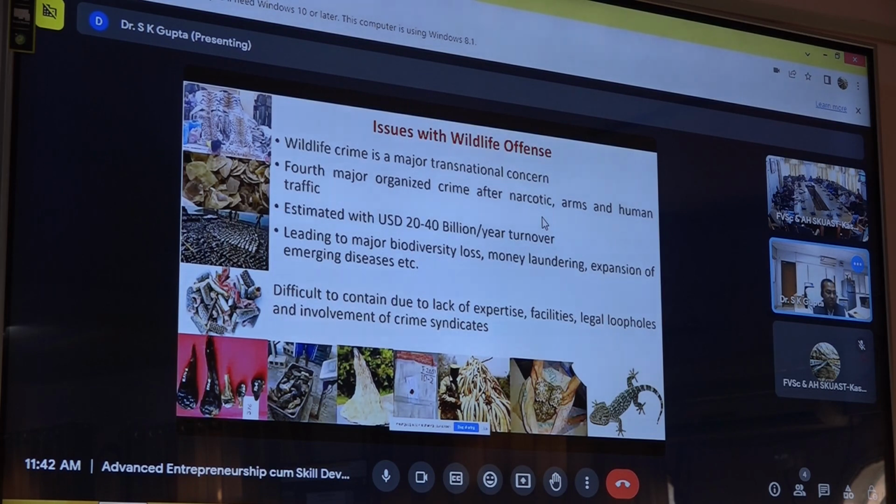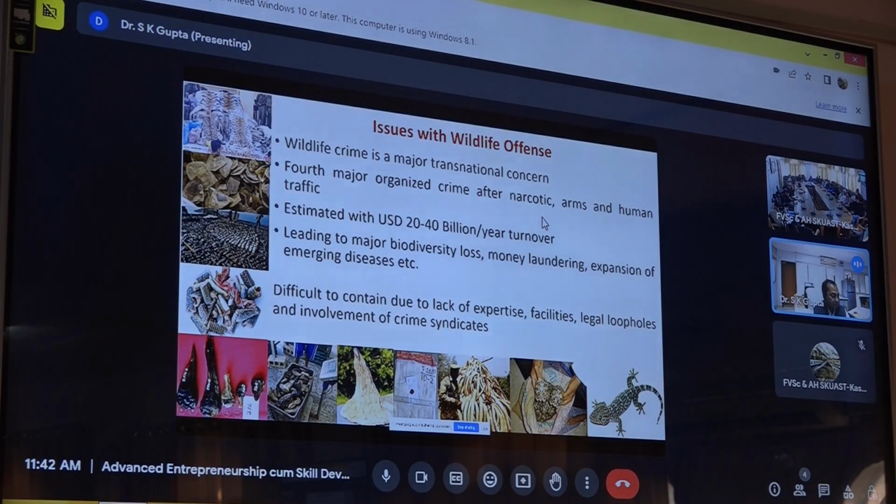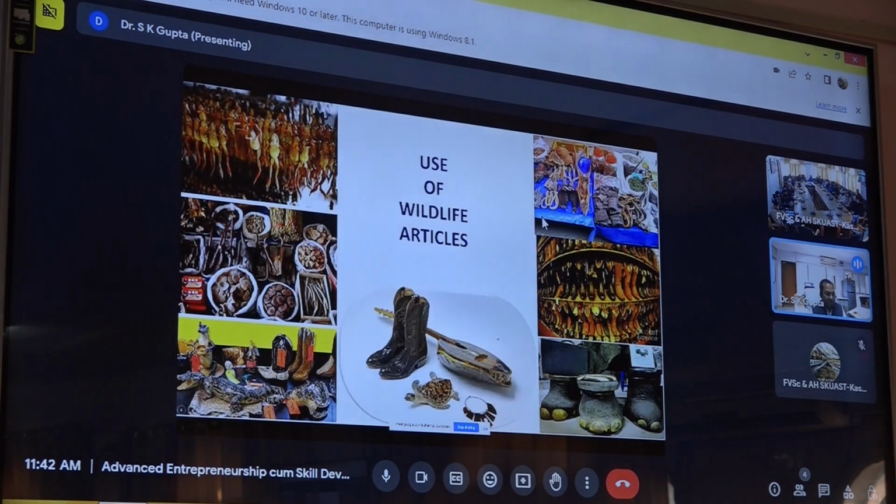Even within this picture, you can see a variety of wildlife objects in different forms. The first one is the tiger, leopard, pangolin scale, shark fin, reptile, especially snake meat. So a variety of things are there, and live animals, the gecko, star tortoise. So a variety of species, and even one species comes with different types of body parts and different types of products.